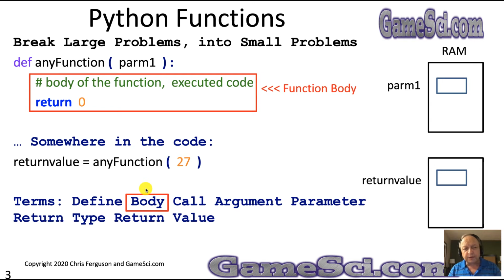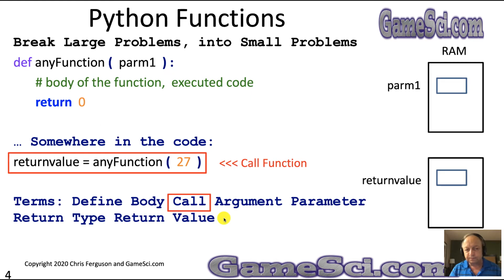The body of the function. The body of the function is the indented code underneath the define. This is the body of any function right here. If it's indented and all indented the same amount, it is part of the function. As soon as the indent stops, the function stops. Everything indented below the function define is part of the function. That is the body of the function.